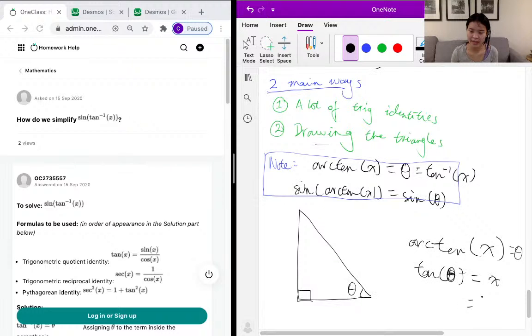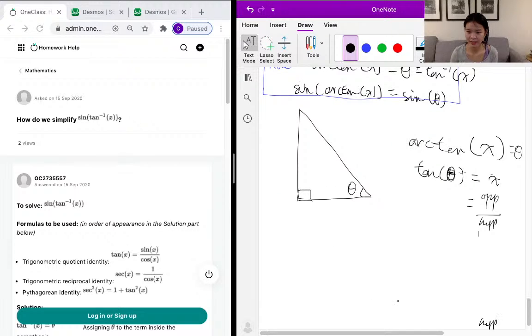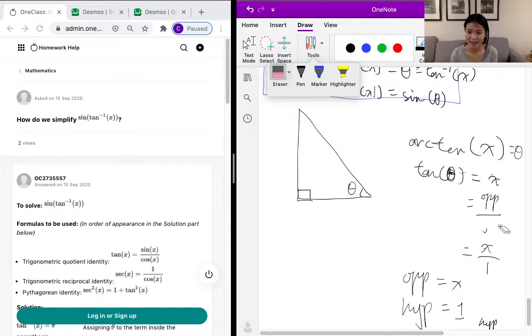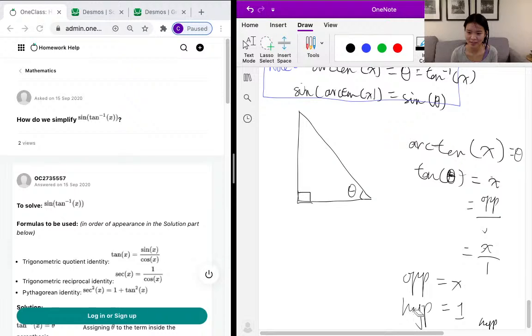We also know that tangent is equal to opposite over hypotenuse. And we know that x has the same value as x divided by 1, because any number over 1 is that same number. So we have x equals x over 1, which also means that the opposite can be x. So we have opposite equals x, and hypotenuse is equal to, oh, I'm really sorry, tangent is actually opposite over adjacent.